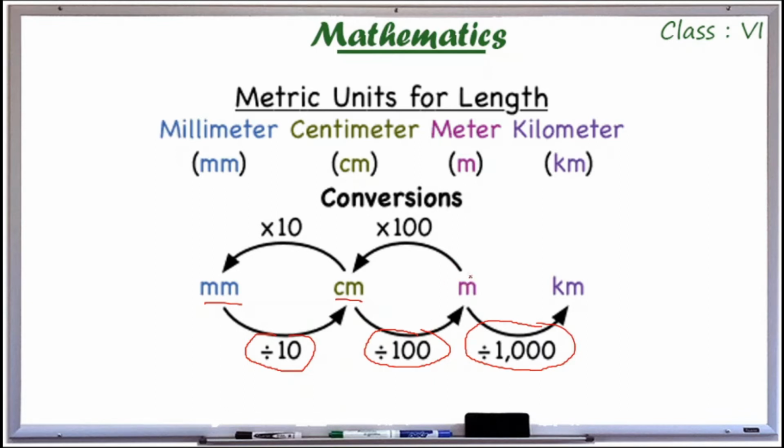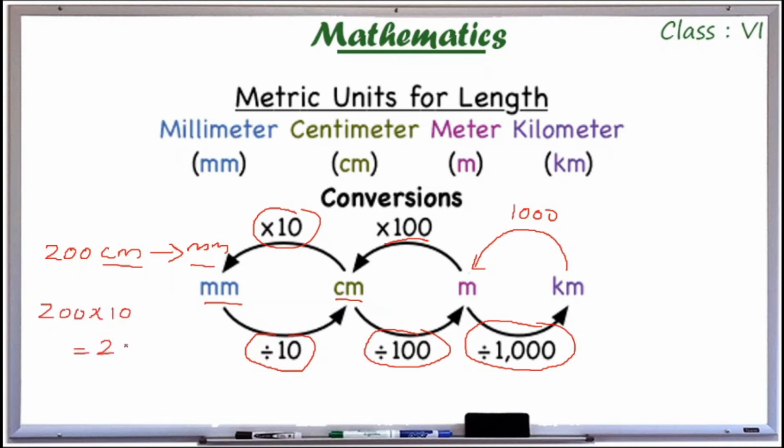If I want to convert from meter to centimeter, I multiply by 100. From kilometer to meter, I multiply by 1000. And from centimeter to millimeter, I multiply by 10. Suppose I want to convert 200 centimeter to millimeter. I multiply by 10, so 200 into 10 is equal to 2000 millimeter. So these are all simple things.